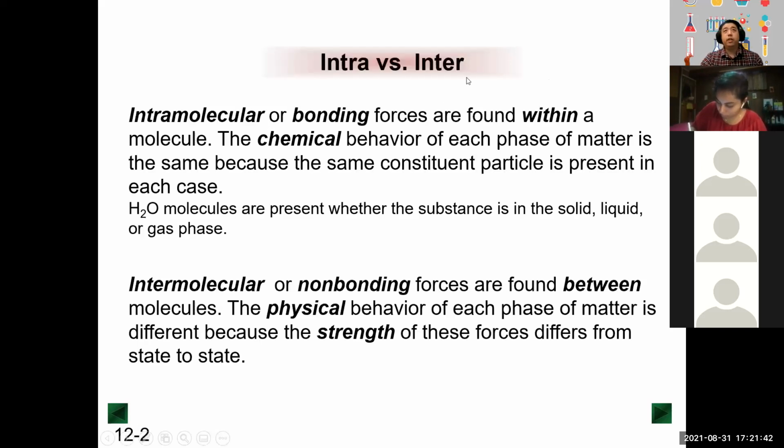So we're gonna learn about a term called intra versus inter. You've learned about intramolecular forces already. So these are your bonding forces: metallic bonding, covalent bonding, ionic bonding. This is the bond within a molecule. So I have H2O, for example. It's between the hydrogen and the oxygen. That is an intramolecular force. It is a very, very strong force. What we're going to focus on is going to be intermolecular forces, also known as non-bonding forces.